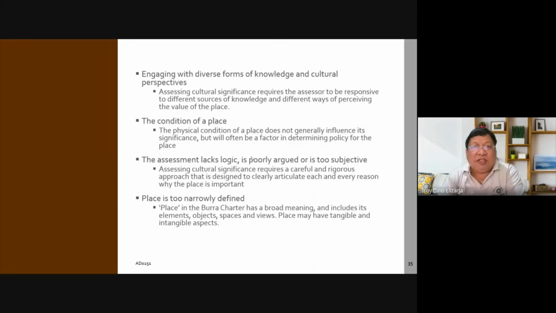So, engaging with diverse forms of knowledge and cultural perspective. So assessment requires the assessor to be responsive to different sources of knowledge and different ways of perceiving the values of the place. So the issue here might be not engaging with diverse forms. No? The condition of a place can also be an issue because it says here that the physical condition of a place does not generally influence its significance, but will often be a factor in determining policy for the place.